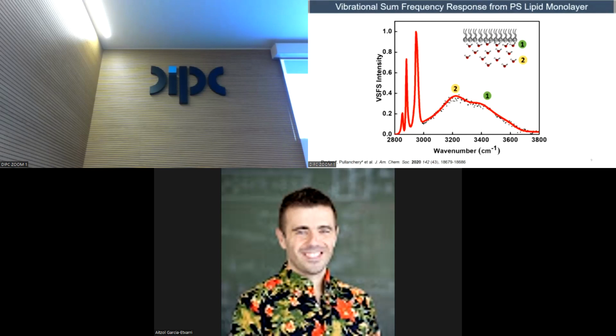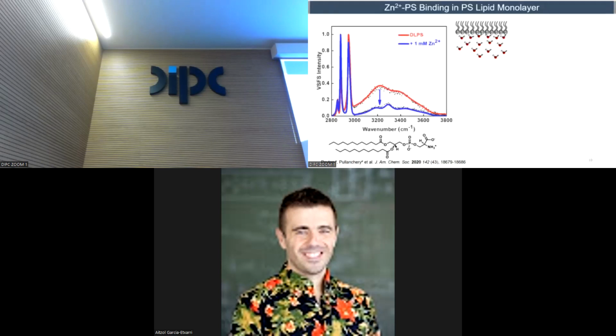You can see that if I add zinc to the subphase, I see an overall decrease in the interfacial water peak. This happens because when zinc binds to the lipid head groups, it neutralizes the charge, and that results in a decrease of the overall interfacial electric field, or you displace some of the head group waters, and you see an overall decrease here.